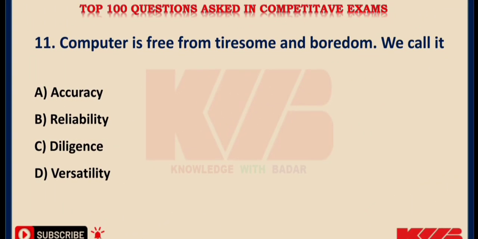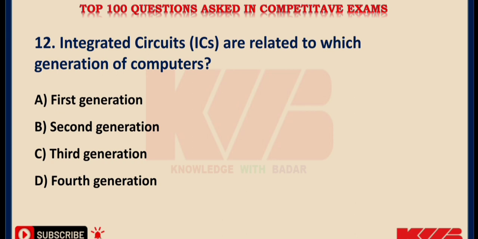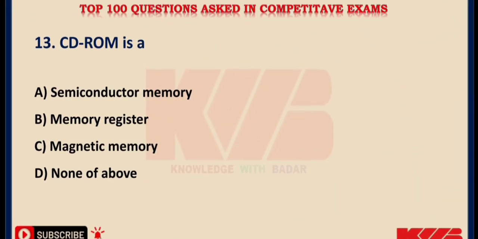The next question. Computer is free from tiresome and boredom. What do we call it: accuracy, reliability, diligence, or versatility? Yes, it is diligence. The next question. Integrated circuit ICs are related to which generation of computers? The first generation, second generation, third generation, or the fourth generation? And the correct answer is third generation. The next question. CD-ROM is a semiconductor memory, memory register, magnetic memory, none of these. Yes, it is none of these.